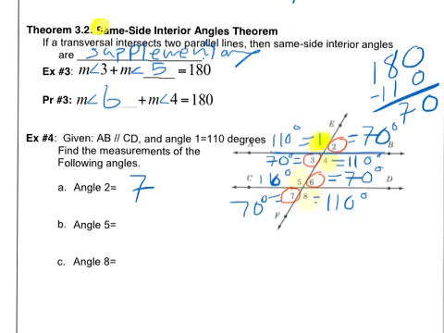What's angle 2? Angle 2 is 70 degrees. Angle 5 is 110 degrees. And angle 8 is 110 degrees. Bam.